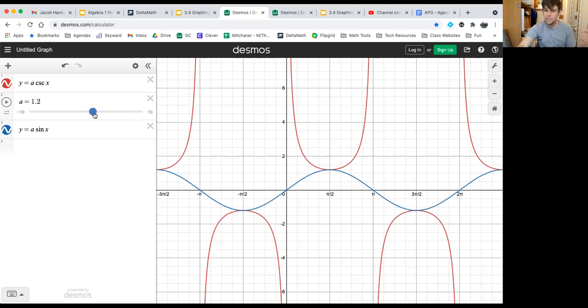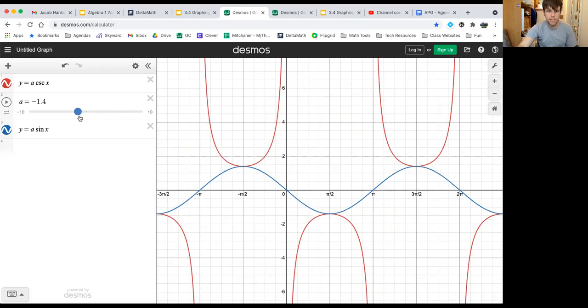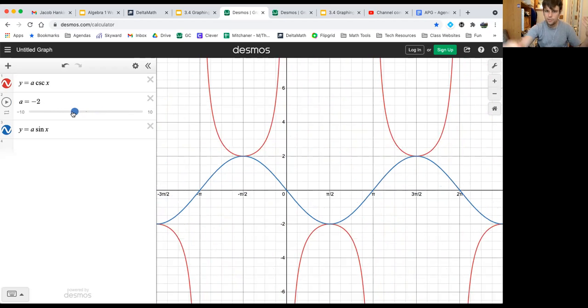Let's go back. Let's actually make it a negative. What happens if we do it as a negative? Oh, well, that just means it's reflected, right? If that A value is negative, that just means we're reflecting it. So if we have a -2, same thing's going on. We just have a reflected sine curve, so our cosecant curve is also reflected. Kind of cool to see those connections.